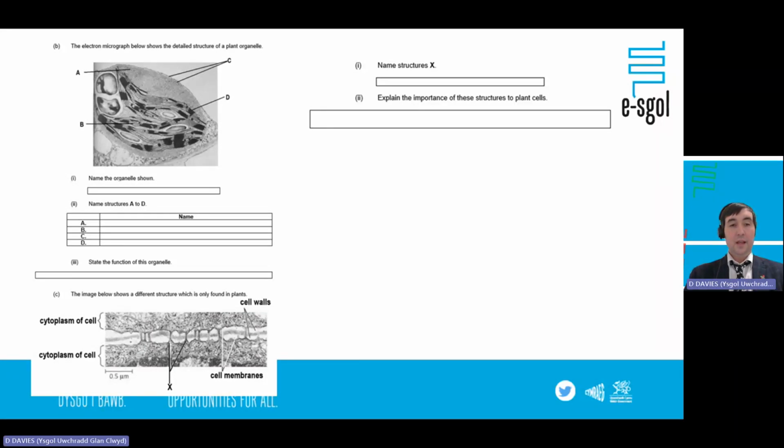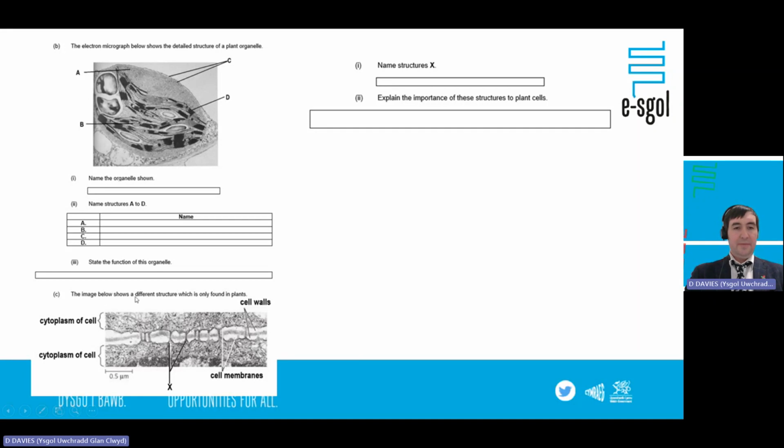A nice other easy one there: name the function. What is the job of this organelle? That is another easy one. It's just a matter of remembering. Lots of these are A01, assessment objective 1 questions, so it's recall. Practice is the thing with recall.